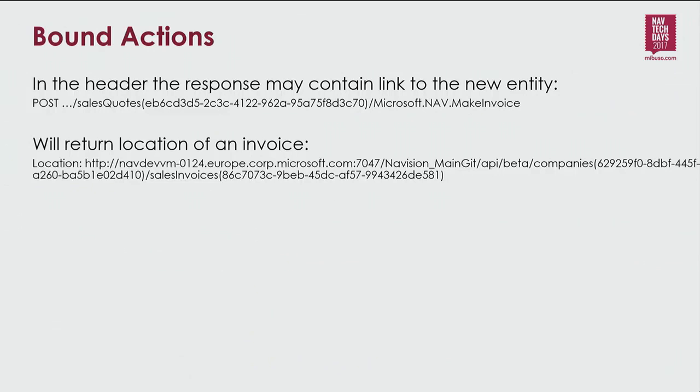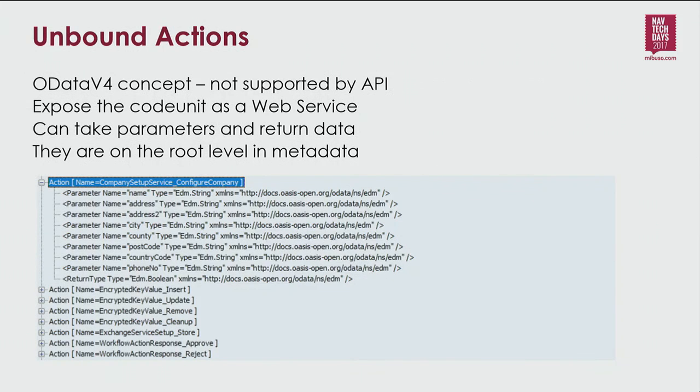So I have demoed this one. And the next concept that we have are unbound actions. So this is the second concept that we have introduced. And the unbound actions are running as static. You should think about it that it shouldn't run on the record, and it's global for the entire service. And unlike bound actions, it can take parameters in, and it can return you a simple value back. And you can see this in the metadata.